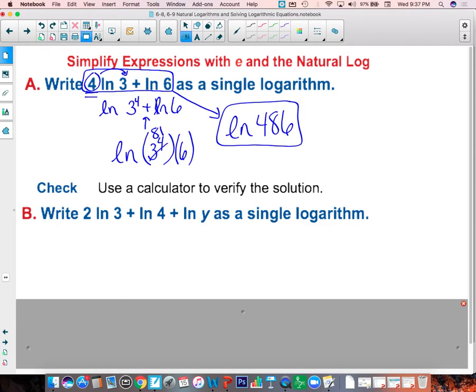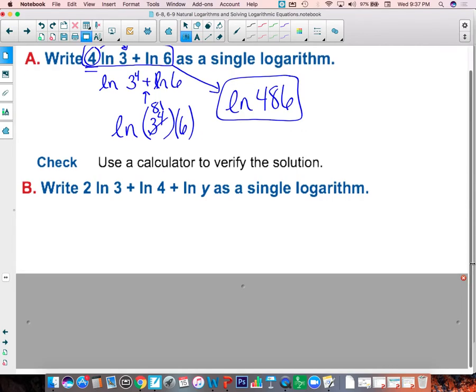Okay, so take some time, see if you can figure out how to condense this one. So please pause the video and work through this example. All right, back at it.